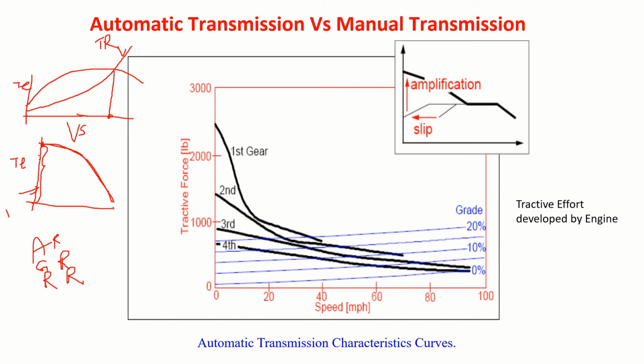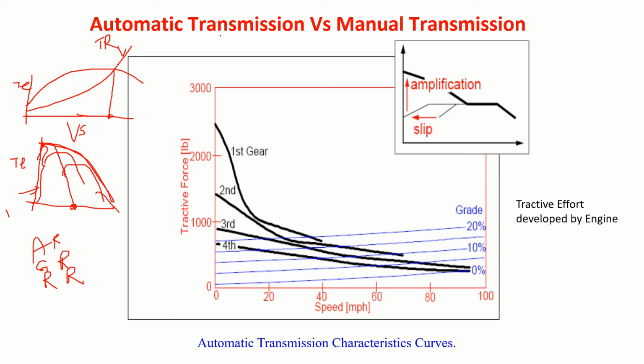Suppose I apply the first gear to achieve this. Initially the engine speed increases and reaches the maximum torque. After that, if I further open the throttle, even in first gear the tractive effort developed will reduce, and finally the vehicle will stall. So for that, if I apply the second gear, it is going to happen like this. This has been explained earlier, like third gear, fourth gear, and so on.